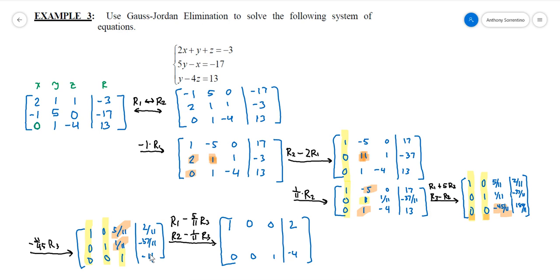Second row, this 0 minus 1/11th of 0 is still going to give me 0. 1 minus 1/11th of 0 is still going to give me 1. 1/11th minus 1/11th times 1 is going to give me the 0 I want here. Negative 37 over 11 minus 1/11th of -4 gives me a -3.